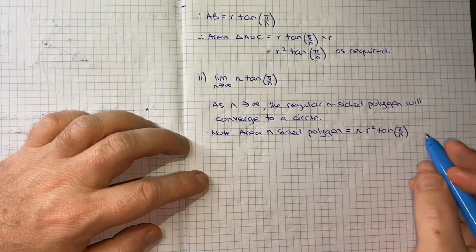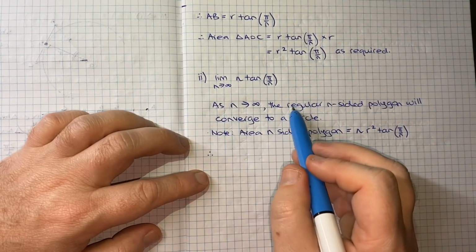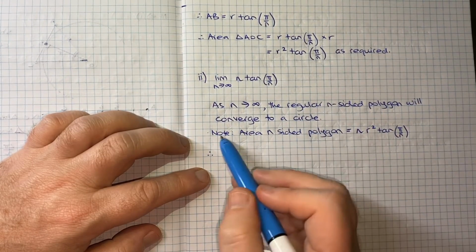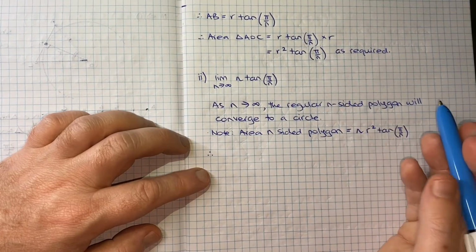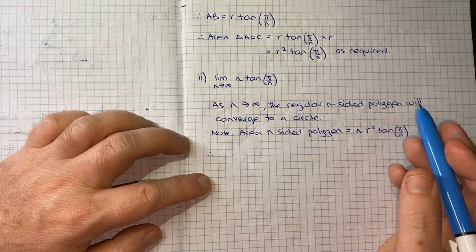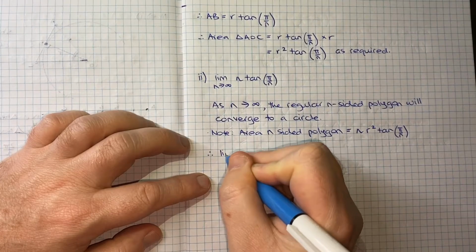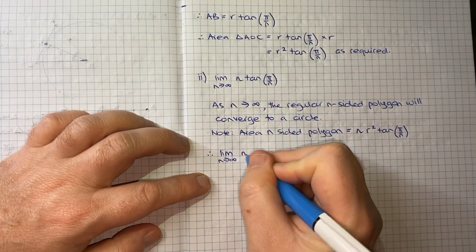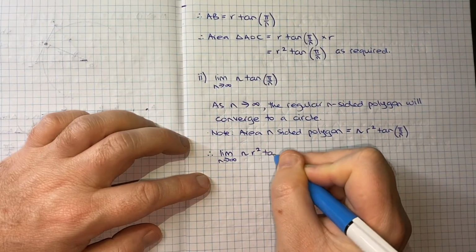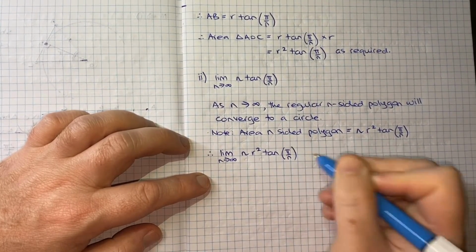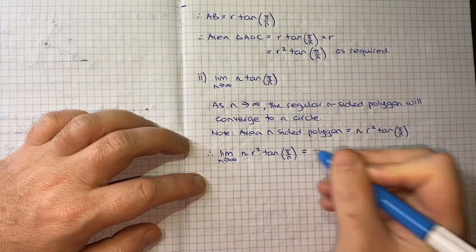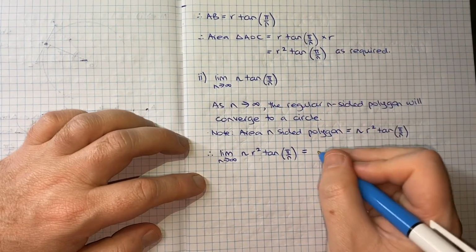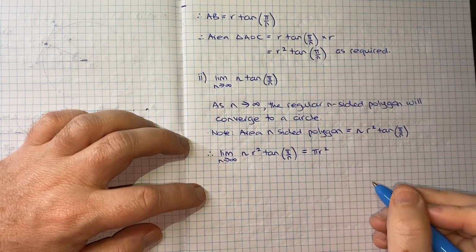So therefore what we can conclude is that since the n-sided polygon is going to converge to a circle, then its area will converge to the area of a circle. So what we can say is that the limit as n goes to infinity of this area, n r squared tan pi on n, will simply go to the area of a circle, which if our radius is r, is just going to be pi r squared.